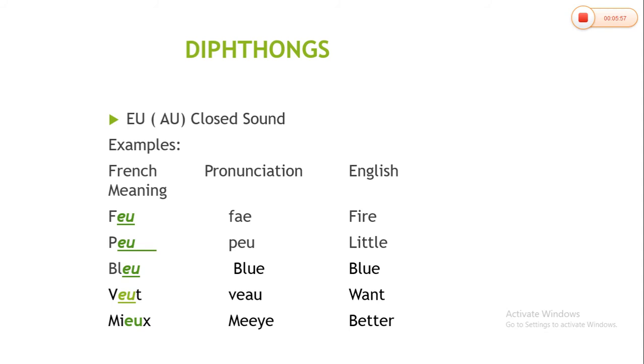Moving further, EU gives a sound. So in French, EU has closed and open sound. This slide is all about the closed sound. Feu, fire. Peu, little. Bleu, blue. Veux, want. Mieux, better.